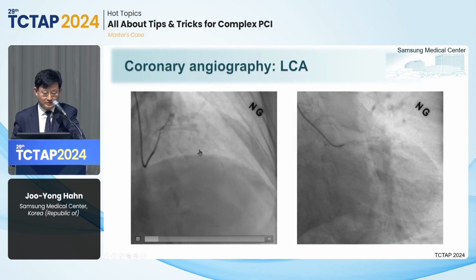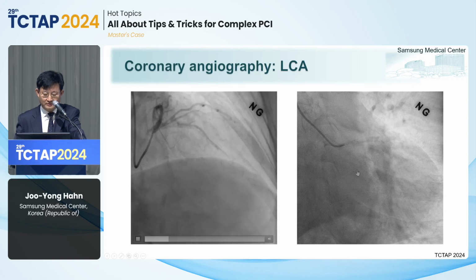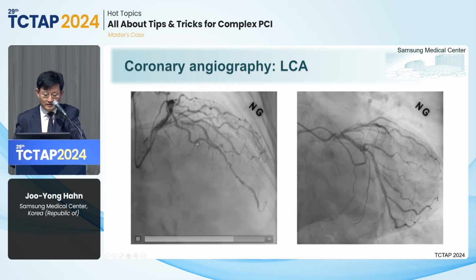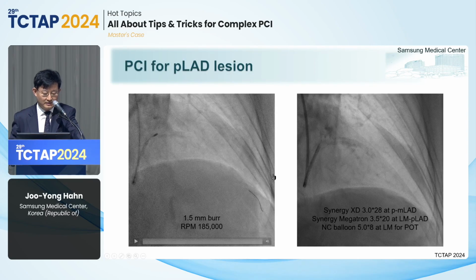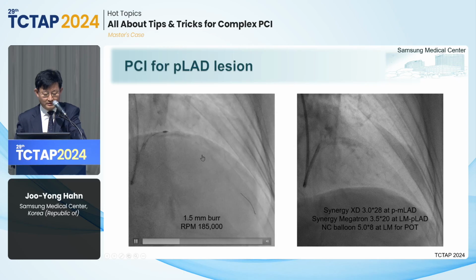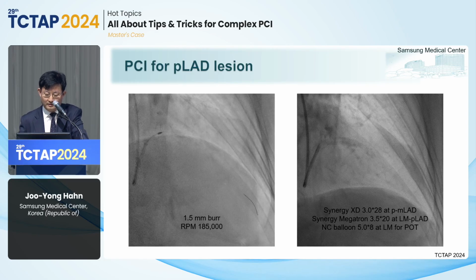But the culprit lesion is located in the proximal LAD. Subtotal occlusion was found with heavy calcification. I decided to perform elective rotablation for this lesion using a 1.5 millimeter burr with an RPM of 180,000 to 185,000.